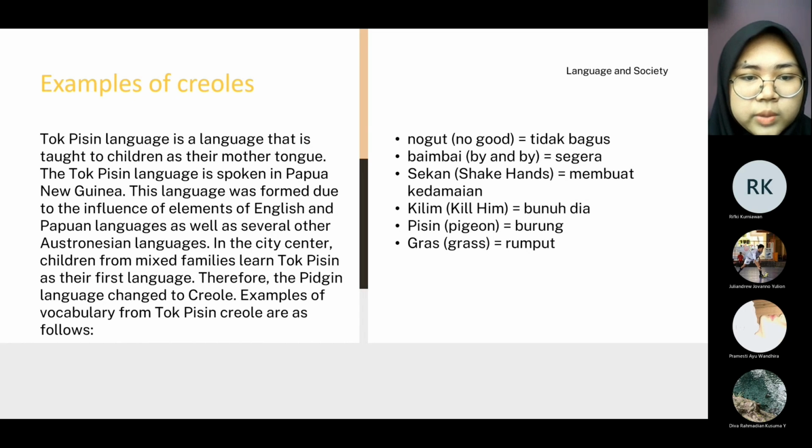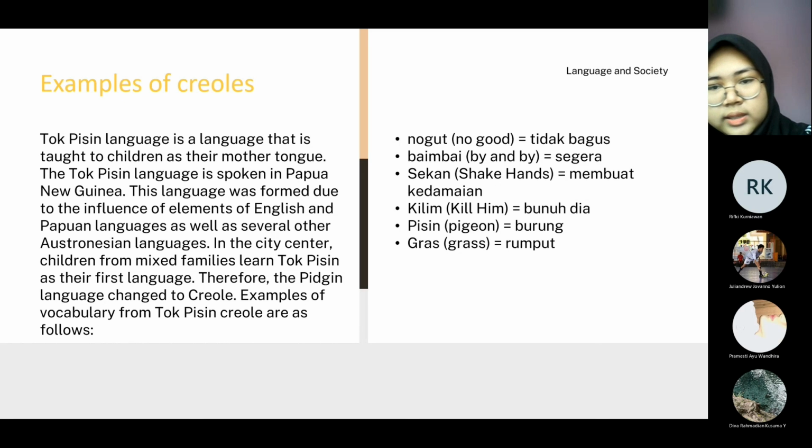Examples of vocabulary from Tok Pisin creole are as follows: "no good" in English, no good. "Bye and bye" in English, bye and bye, which in Indonesian means soon. "Shake hands" in English, shake hands, which means making peace. "Kill him" in English, kill him, which means bunuh dia. "Pisin" in English, pigeon, which means bird. "Grass" in English, grass, which in Indonesian means rumput.